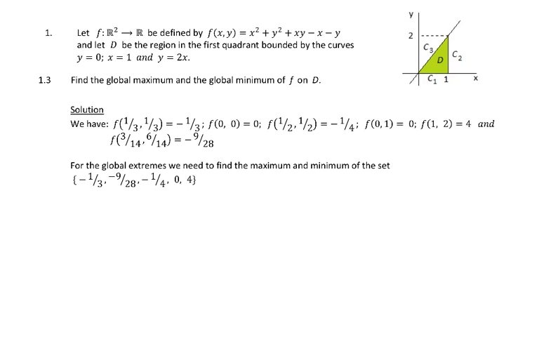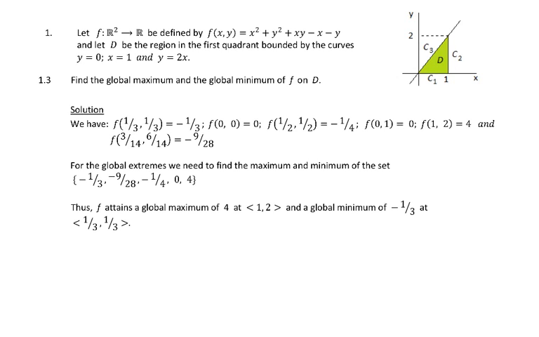We have now calculated all of the function values at the points where the function potentially can have a local or a maximum extreme. So for the global extremes, we need to find the maximum and the minimum values of this set consisting of those values. As you can see, f attains a global maximum of 4 at the point (1, 2), and a global minimum of negative a third at the point (1/3, 1/3). And that concludes our discussion of problem number 1.